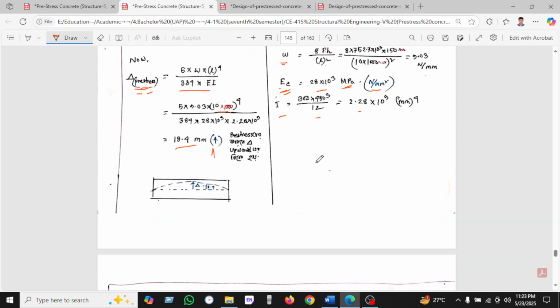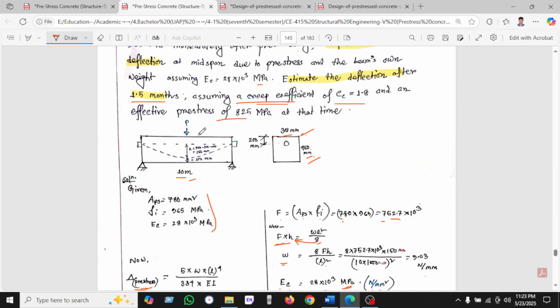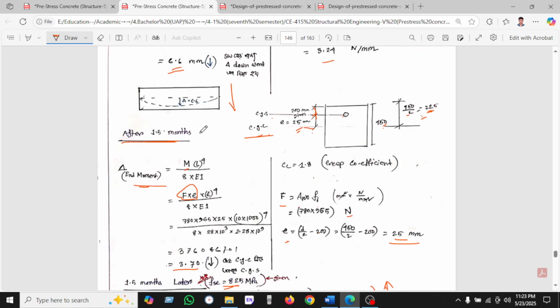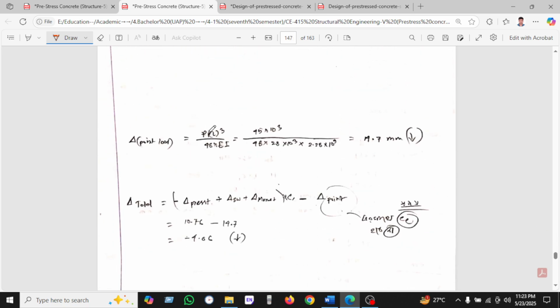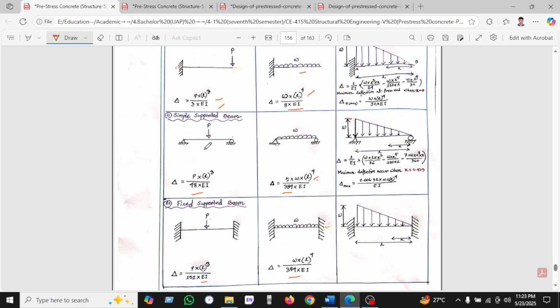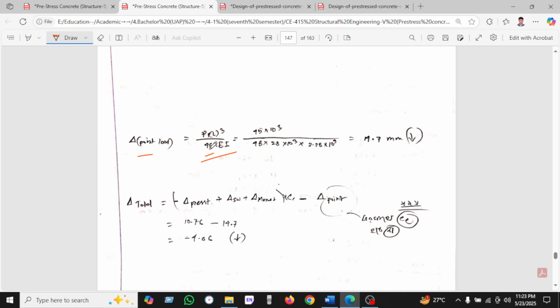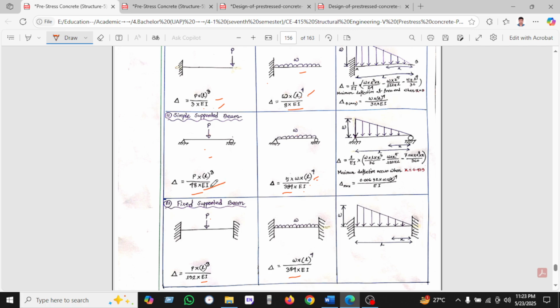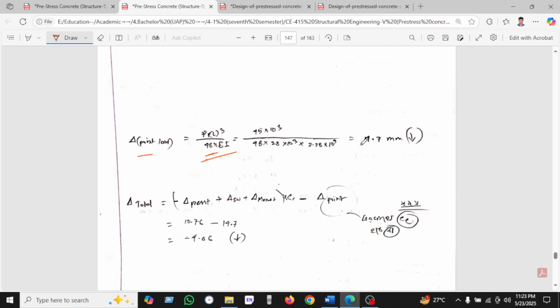Okay, if there is another extra point load, then what will happen? Let's see. If another point load arises, then we can use this formula, as we know the point load here. So that's why P L cube divided by 48 EI. This is the 48 EI, and we found 14.7 millimeters.